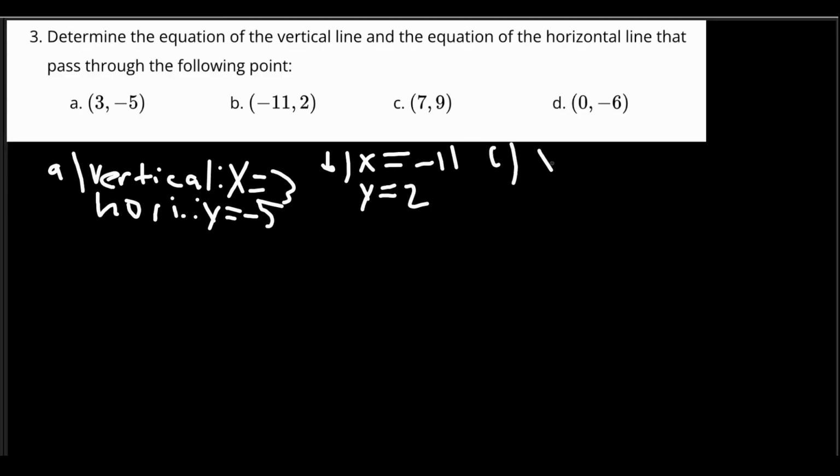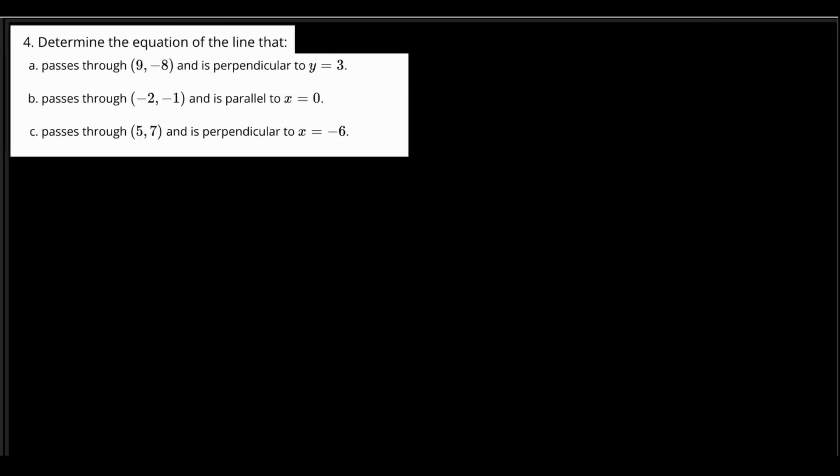Now for C, you look at the x-coordinate for the vertical line, and that'd be x equals 7, and the y coordinate is 9. So if it was a horizontal line, it'd be y equals 9. For D, if it was a vertical line, it'd be x equals 0. And if it was a horizontal line, then it'd be y equals negative 6. So yeah, this is the answer. It was really, really simple. So now we can just move on to question 4.